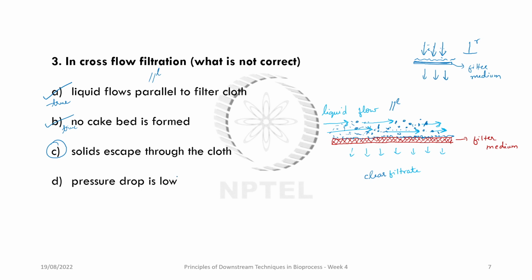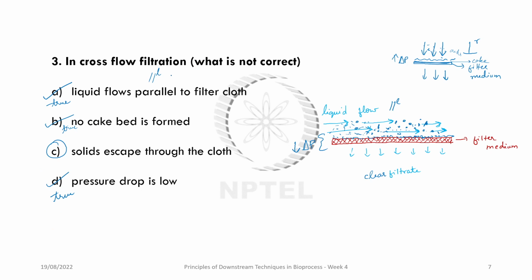And pressure drop is low. Yes, compared to what resistance you face in a perpendicular flow, either given by the filter medium or by the cake or by any filter aids, it is going to be very minimal in case of parallel flow, right? So the delta p here is going to be much lower compared to the delta p there, correct? So the pressure drop is low, which is again true.